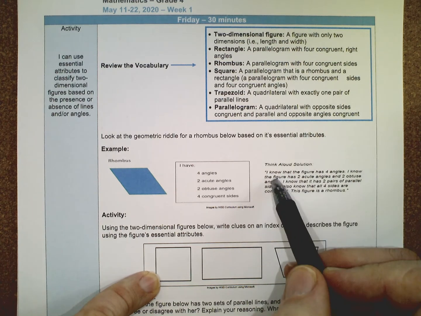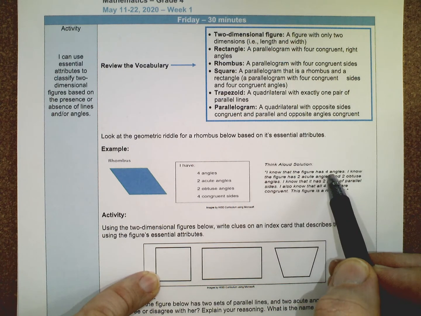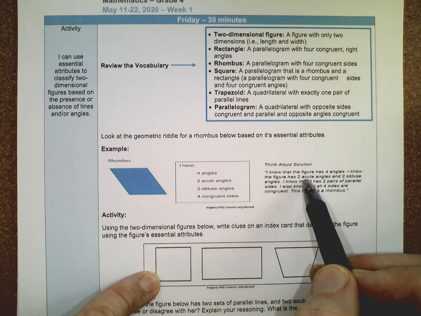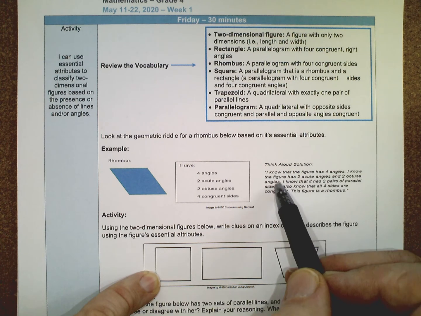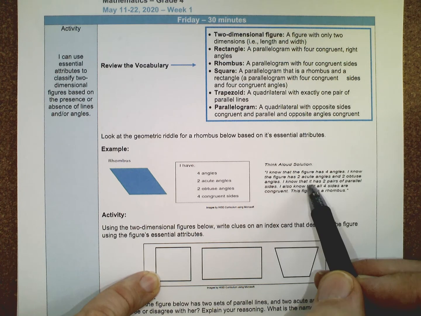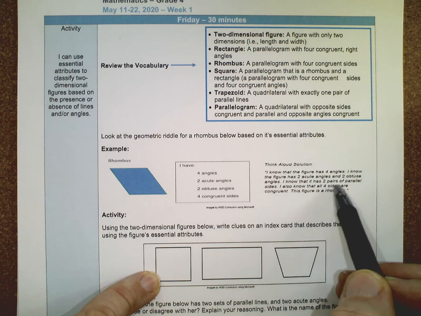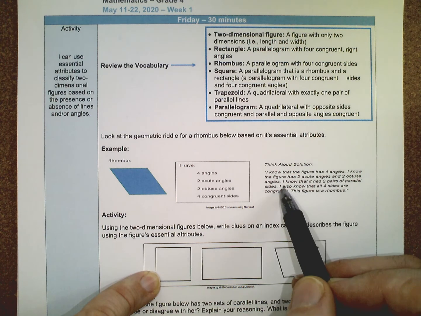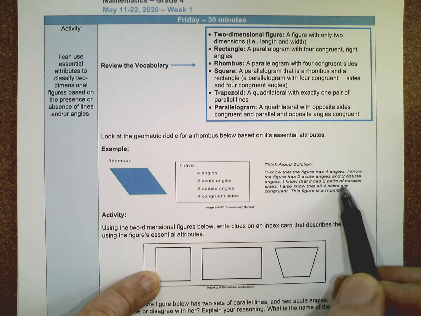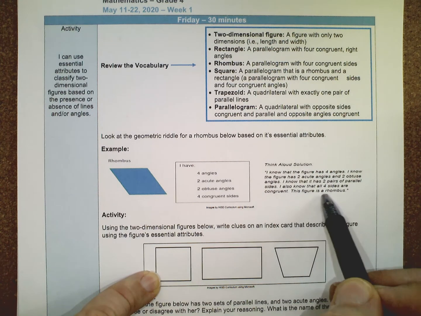Entonces, pensando en la solución, ya sé que la figura tiene cuatro ángulos. Ya sé que la figura tiene dos ángulos agudos y dos ángulos obtusos. Ya sé que la figura tiene dos pares de líneas paralelas. Entonces, ya sé que todos los lados son congruentes. Esta figura es un rombo.